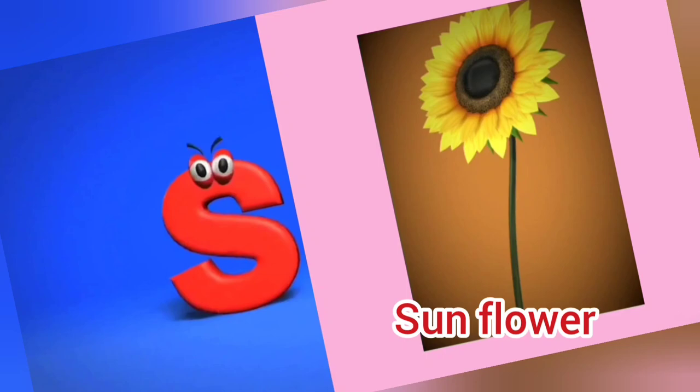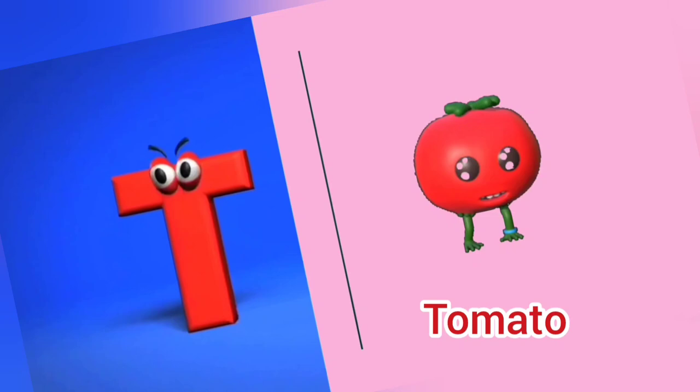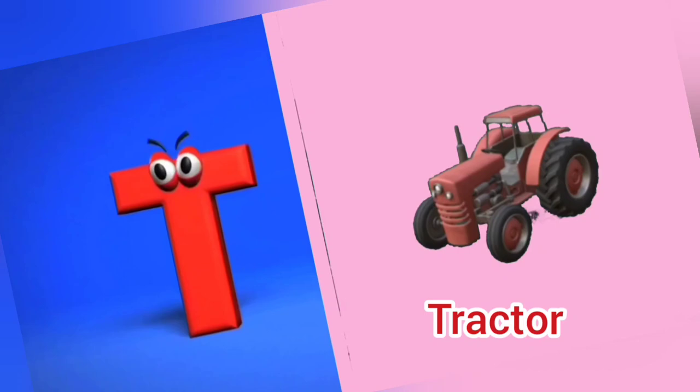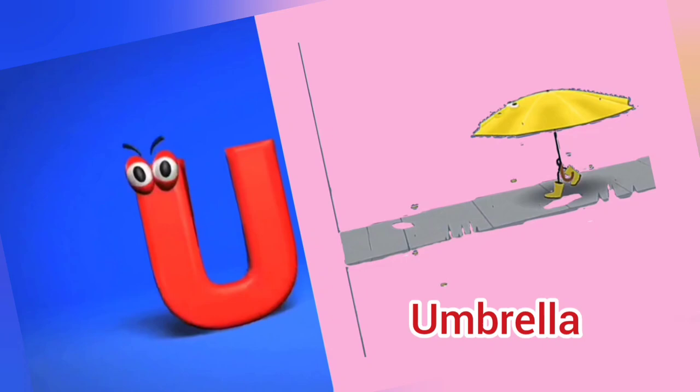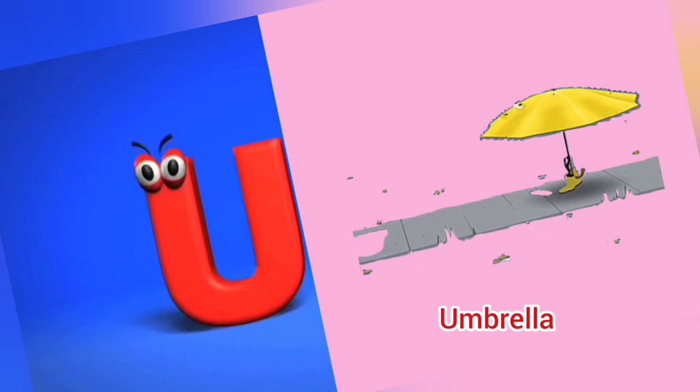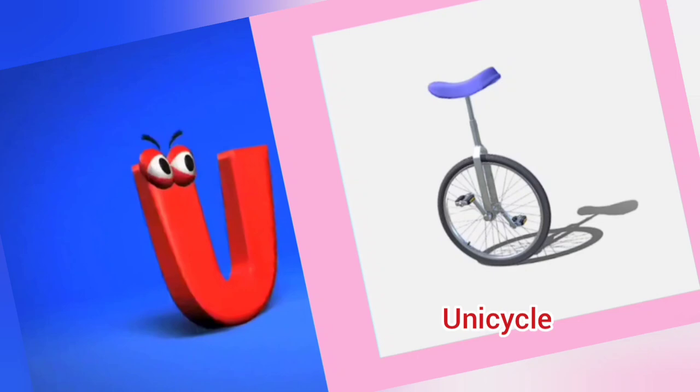T is for tomato. T t tomato. T is for tractor. T t tractor. U is for umbrella, umbrella. U is for unicycle. U u unicycle.